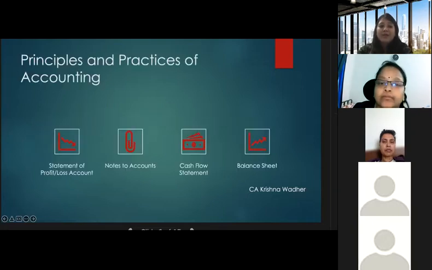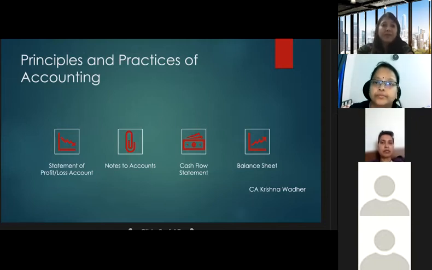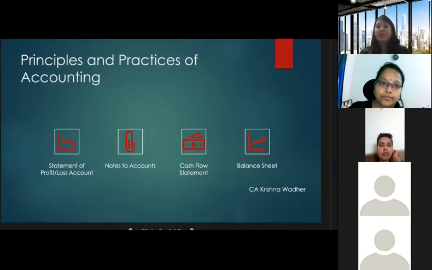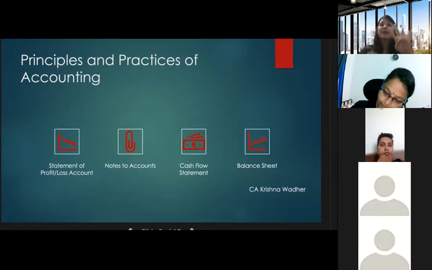So what are the principles and practices of accounting? Before understanding a balance sheet, we need to understand the principles and practices of accounting. First, we need to understand what is the statement of profit and loss, what are the notes to accounts, what are the cash flow statements, and what is the balance sheet. So these are the four financial statements.